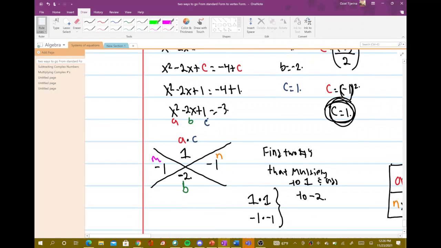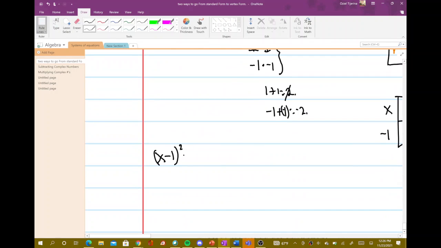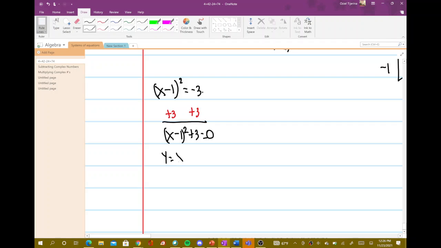So that gives me the quantity x minus 1 squared equals -3. Lastly, you're going to add 3 to both sides to make it equal to 0. Okay? This gives us x minus 1 squared plus 3 equals 0. And this means that y equals x minus 1 squared plus 3.